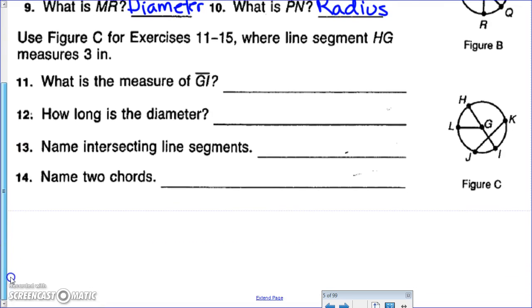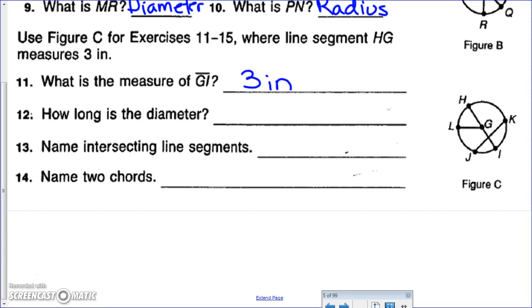Use figure C for exercises 11 to 15, where line segment HG measures 3 inches. 11, what is the measure of GI? Well, first they give us HG is 3 inches, so we know the radius is always going to be 3 inches. So GI is also a radius, so that's also 3 inches.